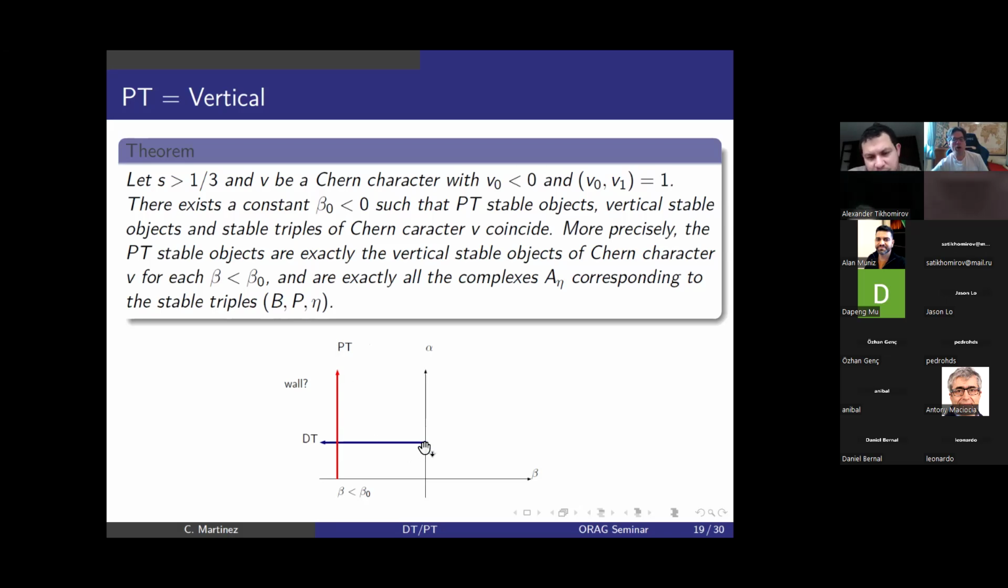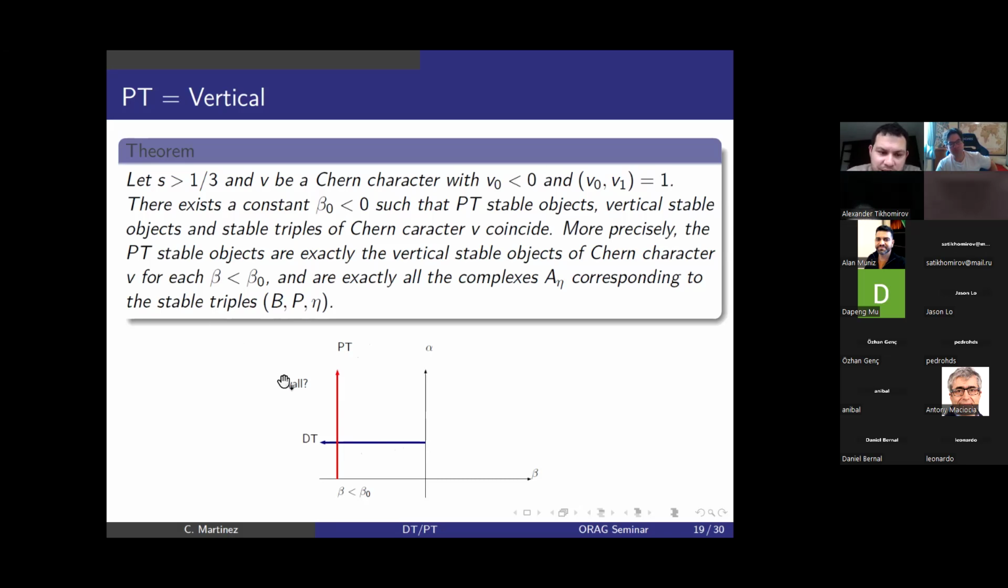And I have this other part, right? That is the part that Marcos and Antony showed, that if I fix a value of alpha and I let the beta go to minus infinity, then in this limit, I get DT. So I get PT and DT as two limits, one horizontal, one vertical. And the natural question is, is there a wall? Is there a wall that separates them, right?